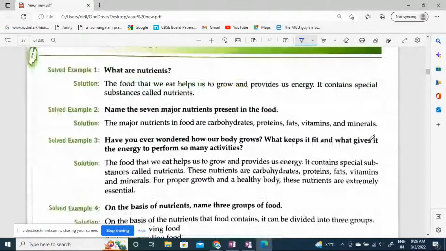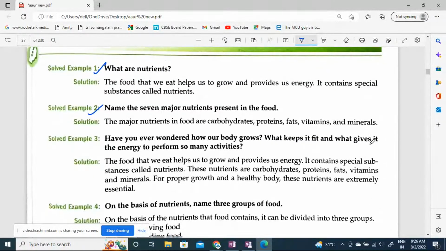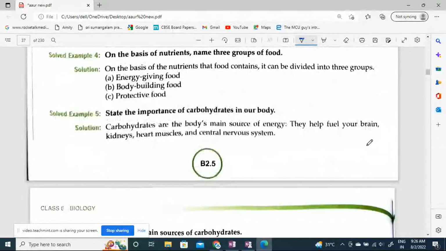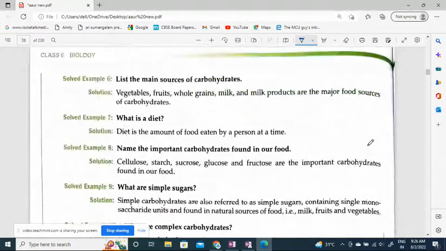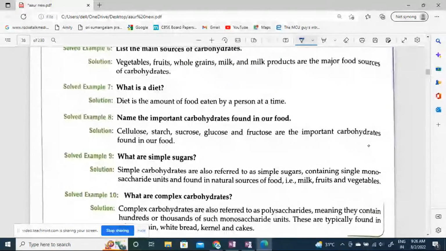Now the question: what are nutrients? What are the 7 major nutrients you have to learn? After that, one question is left: what is diet? Diet is the amount of food eaten by a person at a time. Different people have different diets. Some eat one chapati, some eat 10 chapatis. So diet is the amount of food eaten by a person at a time.